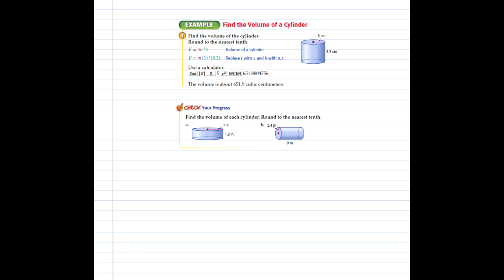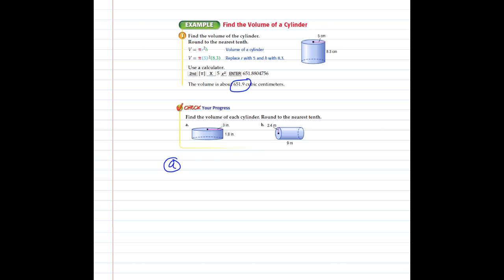Find the volume of the cylinder, round to the nearest tenth. In this case, they use volume equals pi r squared times the height. My radius is 5, so it's pi times 5 squared times 8.3, which is my height. On my calculator, I arrive at the answer 651.8804756, which I round to 651.9 cubic centimeters. Volume of the cylinder.